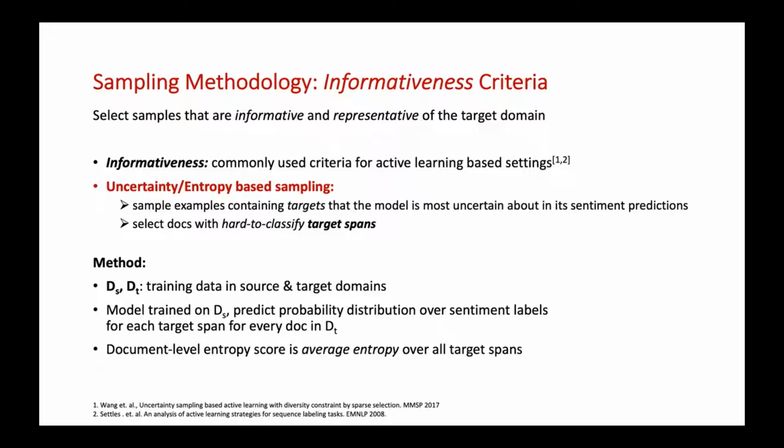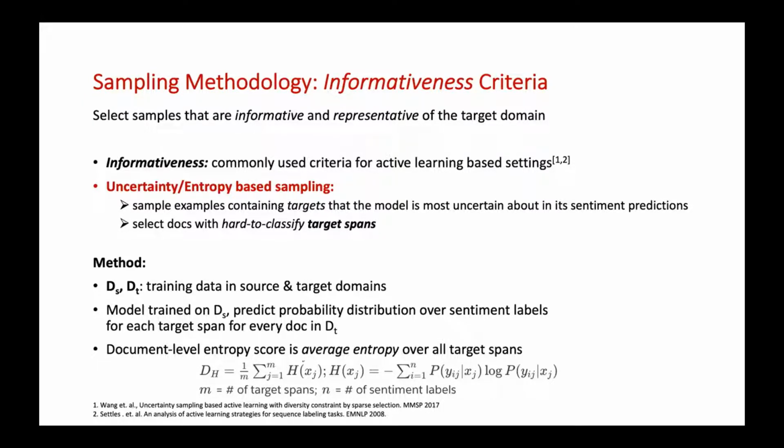We can now use these predictions to compute a document level entropy score, which is the average entropy over all target spans. As you can see here, H of x_j is the entropy of the model on the target span x_j. D of H represents the document level entropy score, which is simply the average entropy over all of these target spans in the given document. Essentially, any document that has a higher entropy score is likely to have target spans that the model is more uncertain about and finds harder to classify.